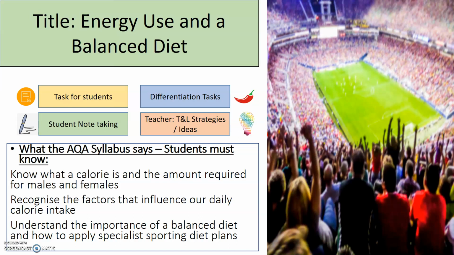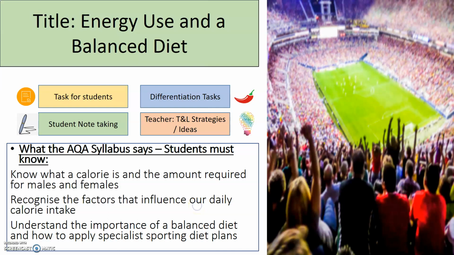So for this specific topic, the syllabus asks you to know what we mean by a calorie, and also the amount of calories required for males and females. We also need to know about the different factors that influence our daily calorie intake, so what things influence the amount of calories we should be consuming as human beings. And finally, understanding the importance of a balanced diet and how to apply two specific specialised sporting diet plans. So we're going to be looking at carb loading and a high protein diet.